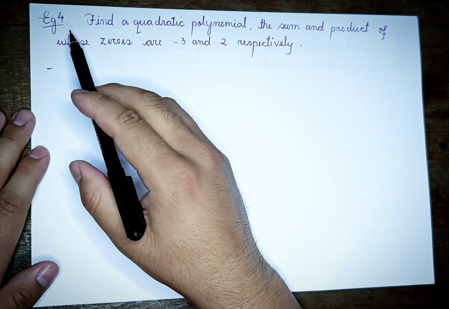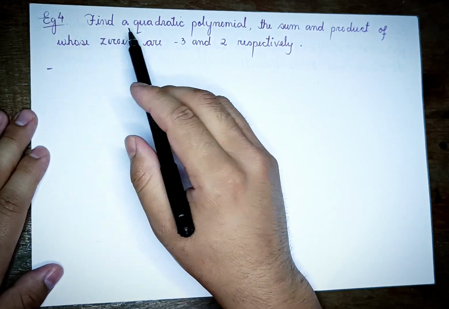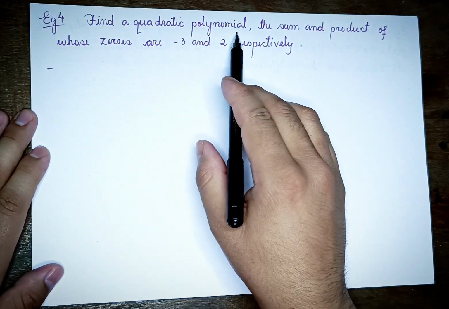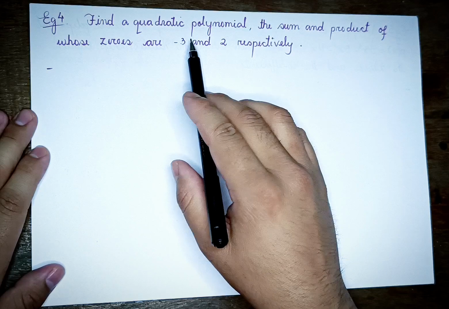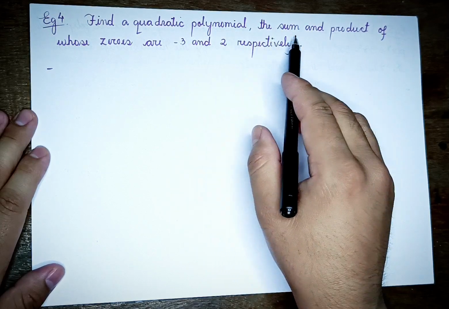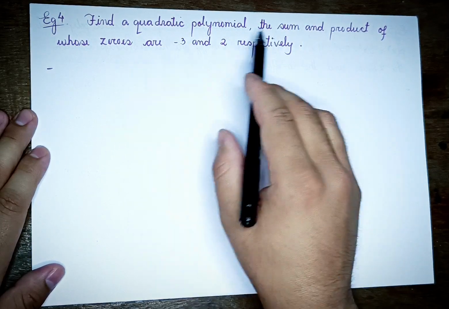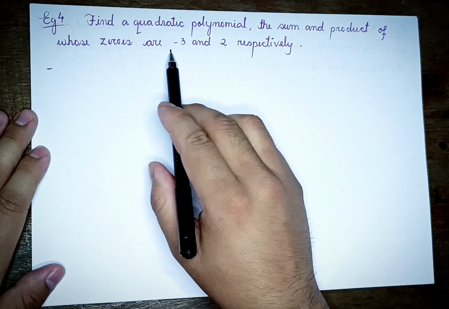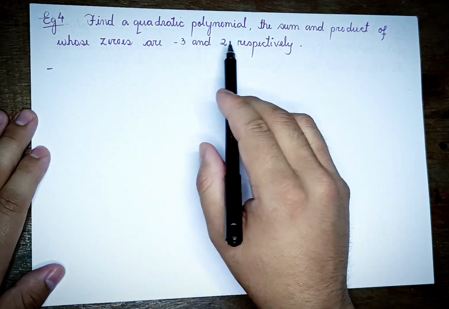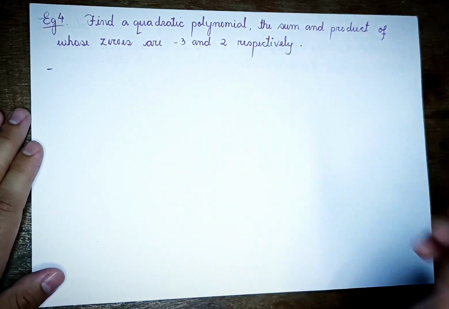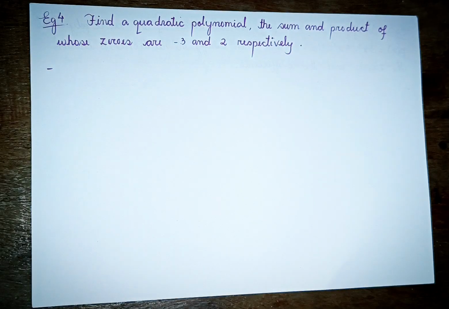Next, we are going to be solving example number 4. Example number 4 says to find a quadratic polynomial. Here the sum and the product of the zeros are given. The sum of zeros is given as -3 and the product of zeros is given as 2. So we are going to be finding out the quadratic polynomial.